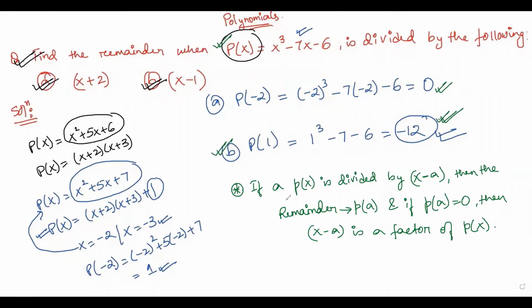So the remainder theorem can also be thought of in this way, that if a polynomial p(x) is divided by x - a, then the remainder would be given by p(a), and if this p(a) is 0, then only x - a would be a factor of this polynomial p(x). So for such kind of cases where we need to find the remainders, we can directly use the remainder theorem.